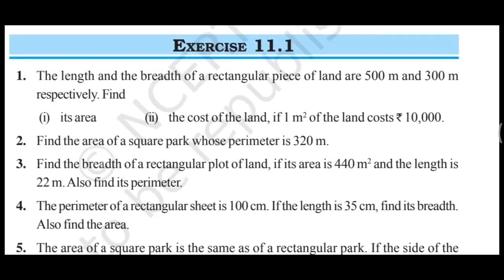Today we are doing exercise 11.1. Question number 1. The length and the breadth of the rectangular piece of land are 500 meter and 300 meter respectively. Find its area first and then find the cost of the land if 1 meter square of land costs rupees 10,000. So here you can see length is given, breadth is given, then we will find area, and after finding area we will find the cost of the land by multiplying by its cost.